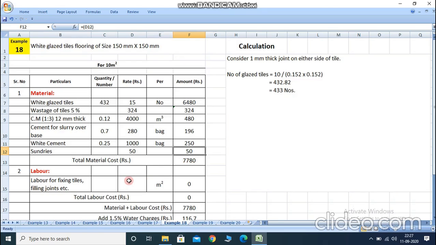Now labor for fixing the tiles and filling the joints for a 10 meter square area. A rate of 100 rupees per meter square is given in the textbook. Clear? So 100 rupees per meter square, and for 10 meter square, 1000 rupees is the labor cost of tile fixing and filling the joints.